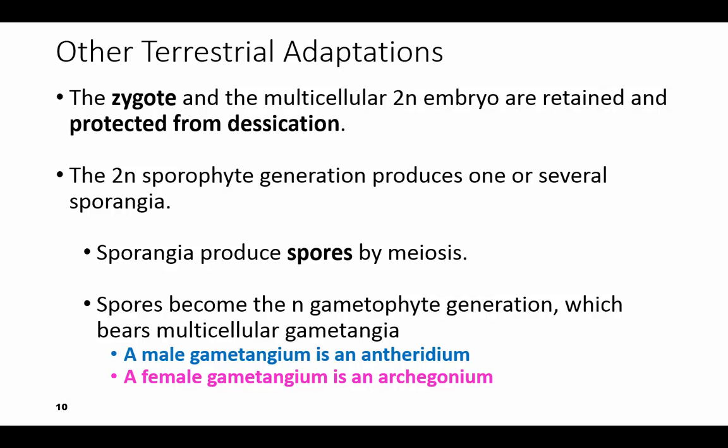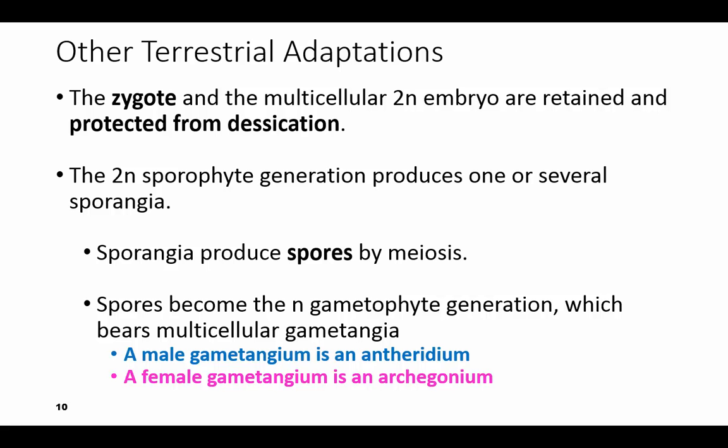Now there are other adaptations that plants got when they started moving to land. We find that embryo, that zygote, which is diploid, that embryo is going to be protected from desiccation because it's going to be protected within a seed. The sporophyte, that again is diploid, it produces sporangia, and the sporangia make the spores, and the spores become the haploid gametophyte generation.